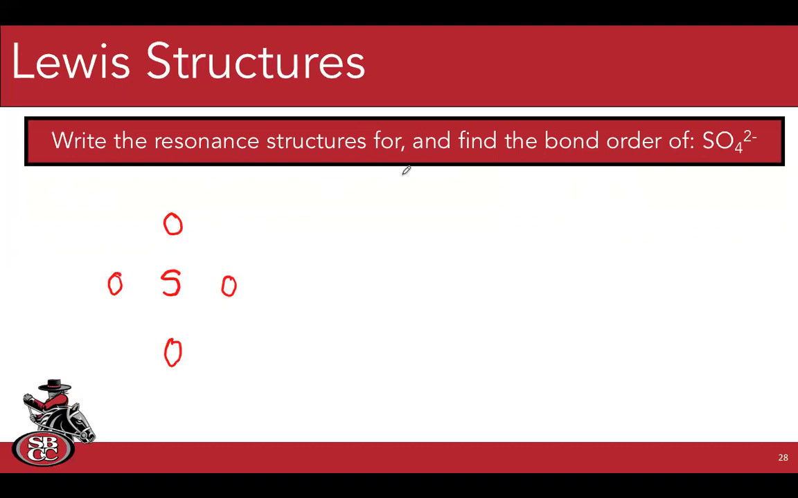And so we're going to count our valence electrons. So we have 6 for the sulfur plus 6 for the oxygens, and there's 4 of them. Plus we have a 2- charge, so we have 2 more. So make sure that you're always keeping track of that. And so that gets us to 32 valence electrons.